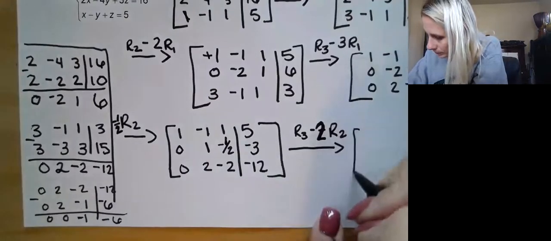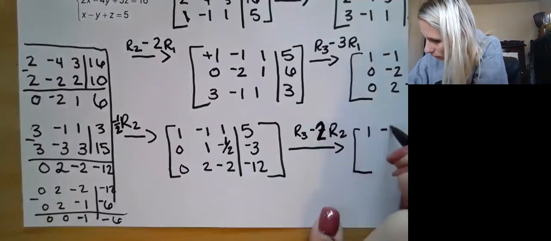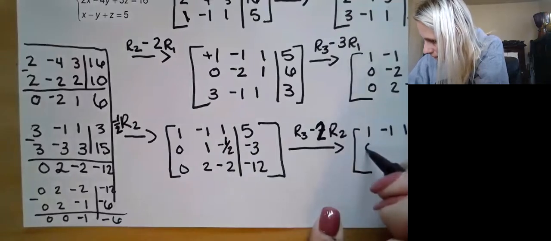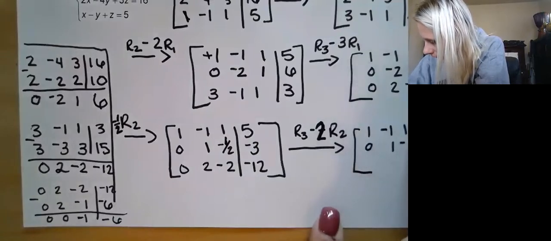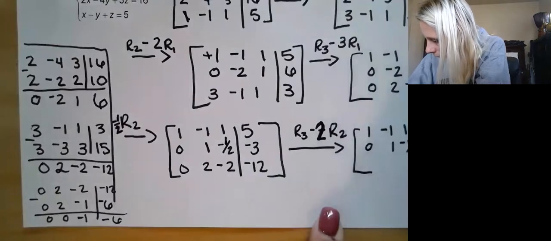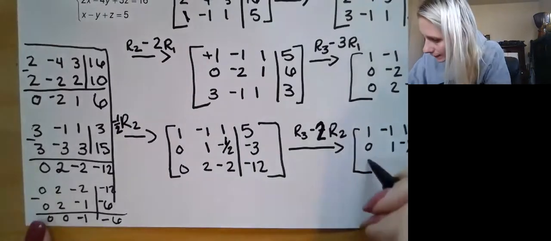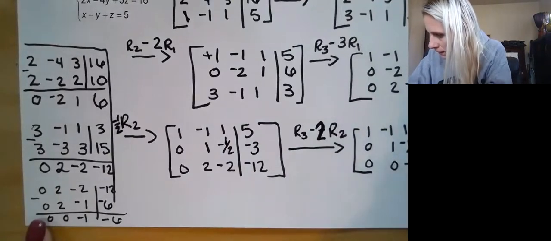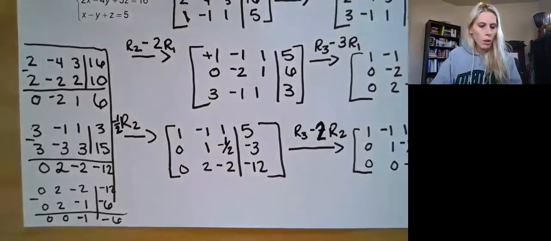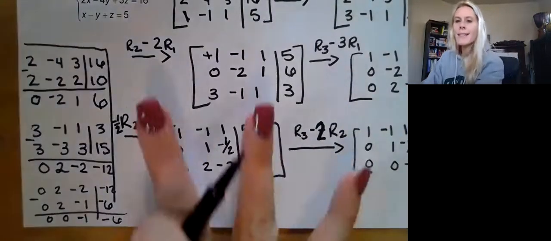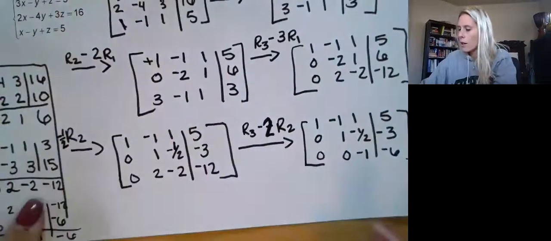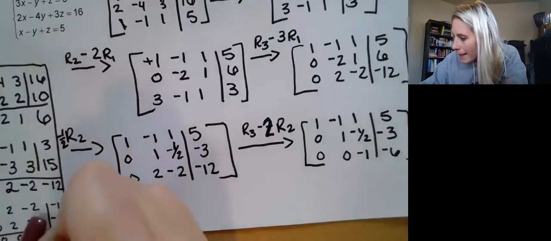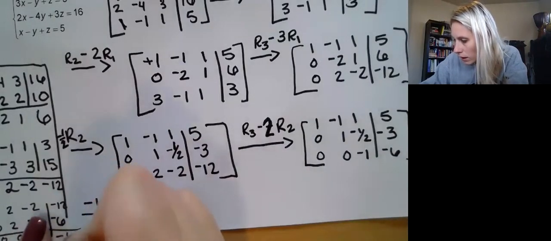Now I get 1, -1, 1, 5, 0, 1, -1/2, -3. And my new row 3 is 0, 0, -1, -6. We are so close, guys, aren't we? What's left? What needs to be there? What's wrong with this so far? That needs to be +1. So what do we do? We multiply R3 by -1.